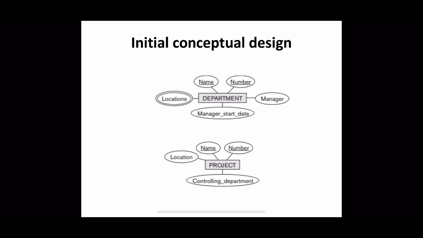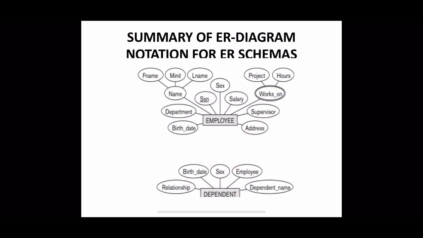Like that, another entity type is project, in which name and number are keys. Location is another attribute. Controlling department is another attribute. Another entity type is employee, which has different attributes like birth date, department, SSN, name, etc. A lot of attributes are there, within which name is a composite attribute, with first name, middle and last name being the components of this composite attribute.